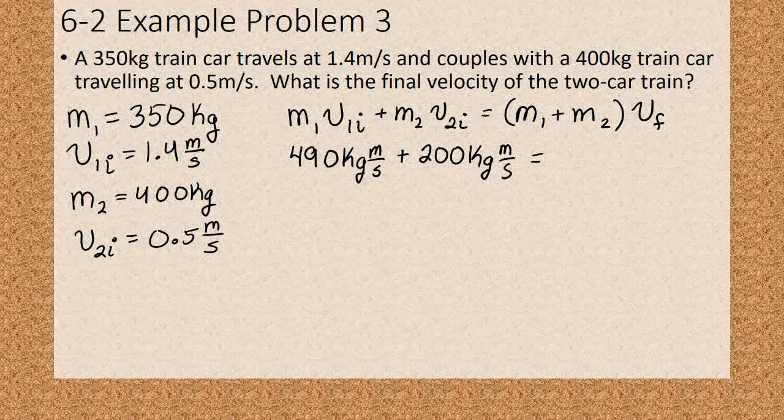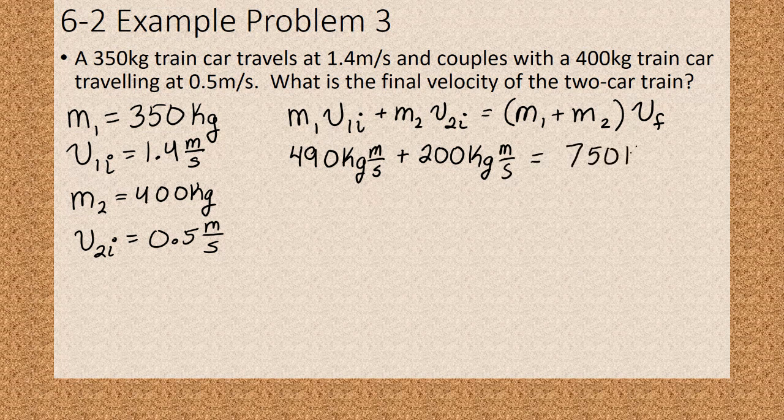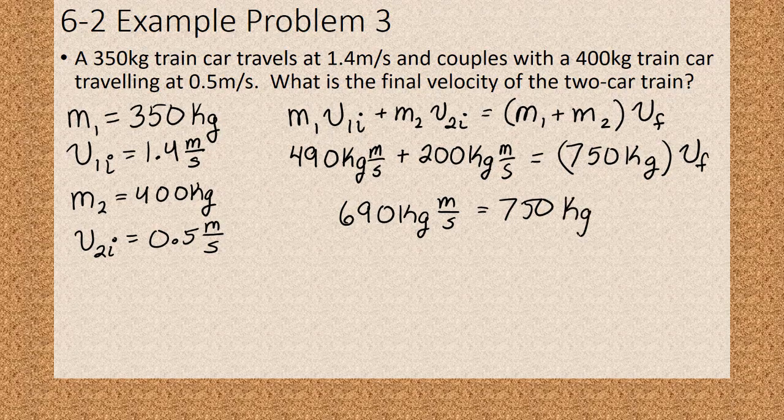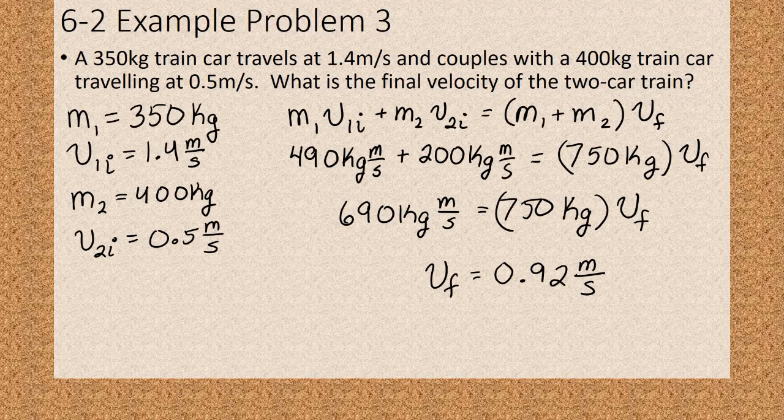And that is equal to the sum of the two masses, which is 750 kilograms, times VF. Adding these two momentums together is 690 kilogram meters per second, equaling 750 kilograms times VF. And we just divide both sides by the mass. VF is about 0.92 meters per second. And that's pretty much it.